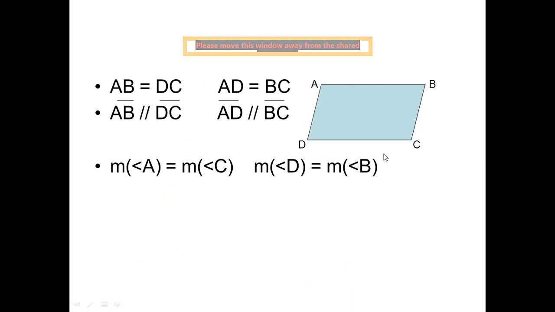For example, in this parallelogram ABCD, the length of AB equals the length of DC, and the length of AD equals the length of BC, and AB is parallel to DC, and AD is parallel to BC. These are the sides. Also, measure angle A equals measure angle C. They are opposite angles, so they are equal in measure. And also measure angle B equals measure angle D. They are opposite angles, so they are also equal in measure.